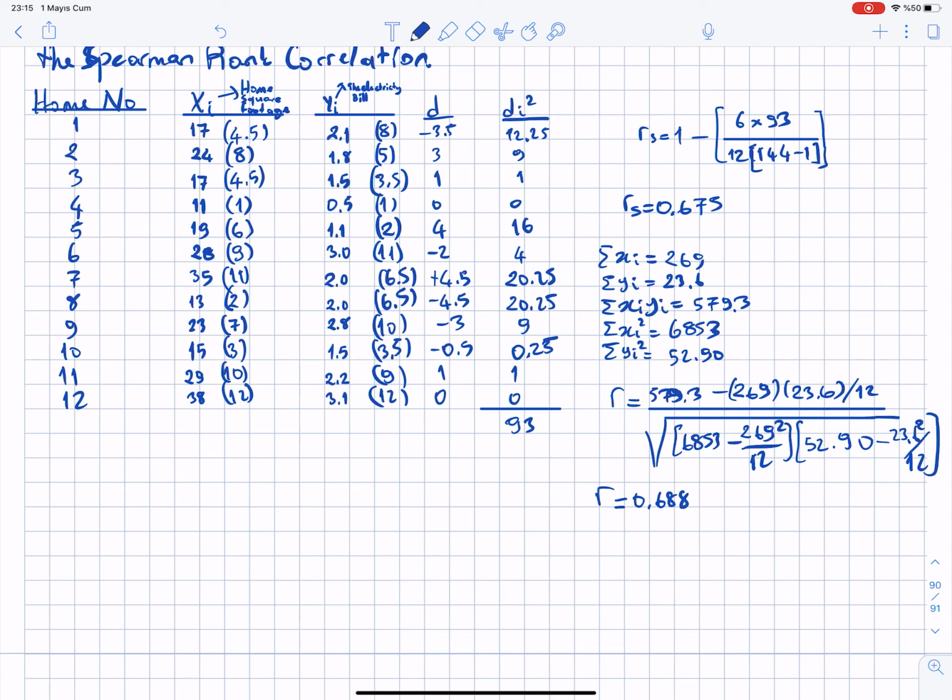If you get it done, you'll get 0.688. So it is different from the Spearman 0.675. The reason we get a different result is we have some ties. This is a tie, 4.5, and we also have 1, 2, 3, 4 ties, and this is why we cannot get the same result.